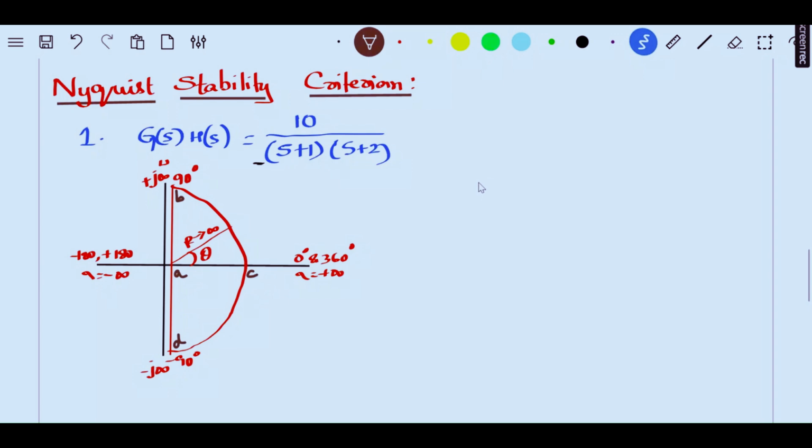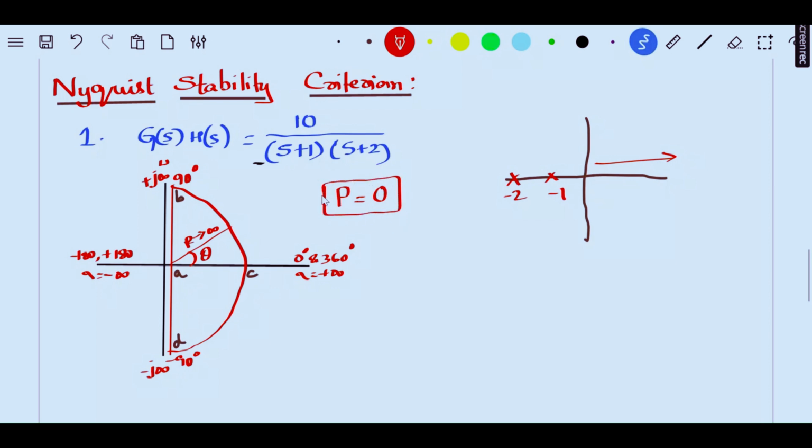Now the second step is we need to write the pole-zero diagram and identify the number of poles towards the right half of the s plane. The poles we have here are one pole at -1 and one pole at -2. We don't have any pole towards the right half of the s plane. Therefore, the value of capital P is equal to 0.